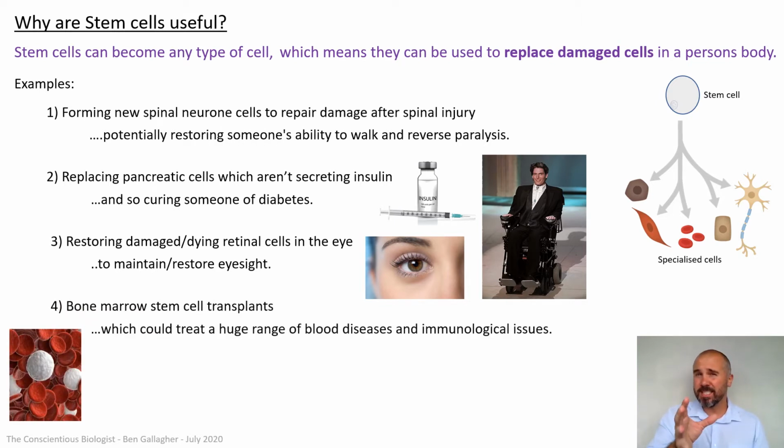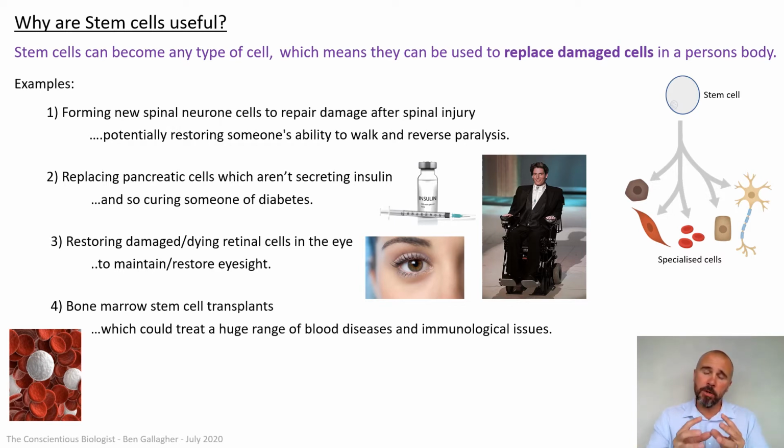Last one that we'll talk about, but this is one that is quite commonly used already, is bone marrow stem cell transplants. So this can be used to treat a huge range of blood diseases and problems with immune systems, because bone marrow contains the stem cells for every type of blood cell. That's red blood cells, all the many different types of immunological cells, and phagocytes, neutrophils, lymphocytes, all these different things, and platelets, which are involved in blood clotting. All of those cells come from bone marrow.